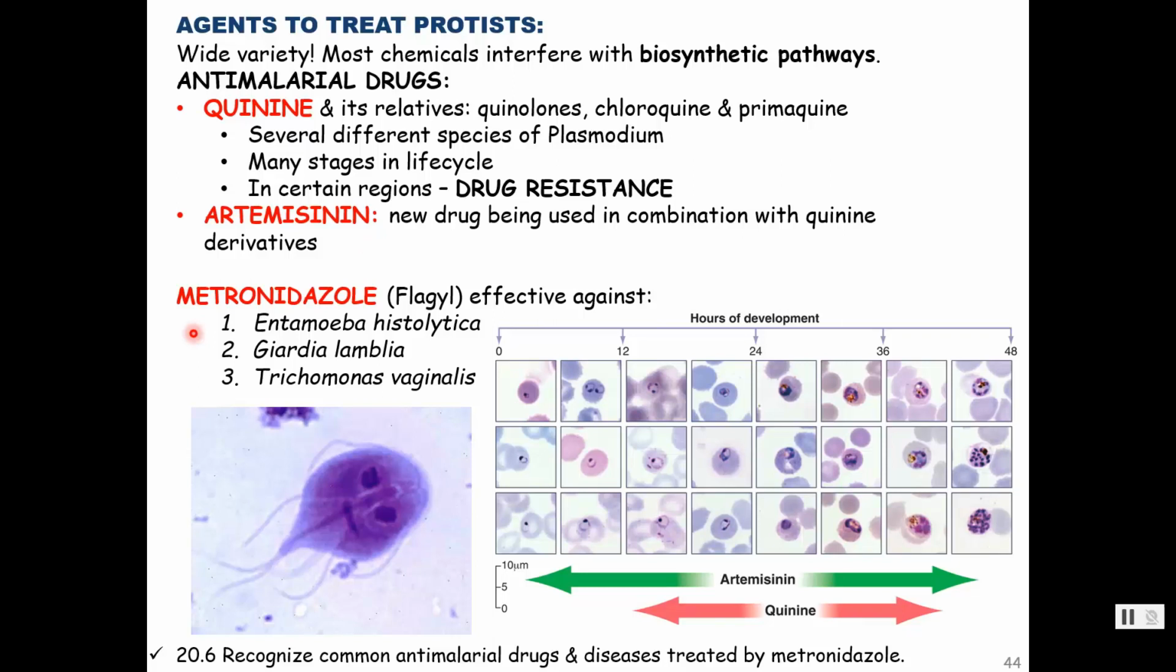Metronidazole, also known as Flagyl, is actually an anti-amoebic, so it is effective against amoebic dysentery, Entamoeba histolytica. Flagyl, like flagella, is also effective against Giardia lamblia, which also causes diarrhea, a gastrointestinal tract disease, and then Trichomonas vaginalis, which we talked about as an STD or STI. Those are just some common anti-protozoan drugs.